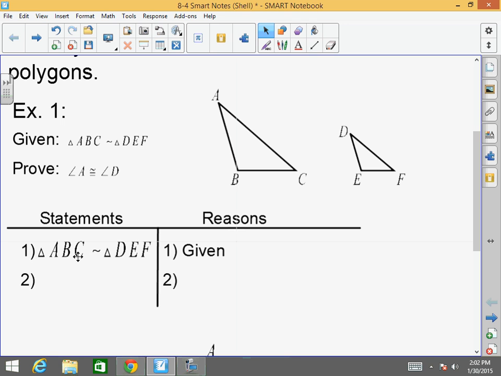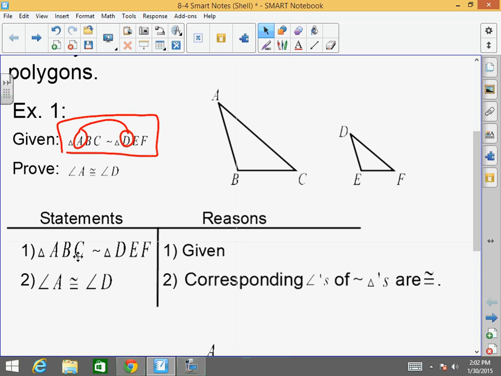Given, ABC is similar to DEF. Awesome. Well, if they're similar, then we know that corresponding angles are congruent. And we know that A corresponds with D, not because of the figure, but because of the actual writing, the letters. So we can automatically say angle A is congruent to angle D. Corresponding angles of similar triangles are congruent. Now, some of you may ask, can I say definition of similar triangles? I guess you can, but the true reality is that corresponding angles of similar triangles are congruent.